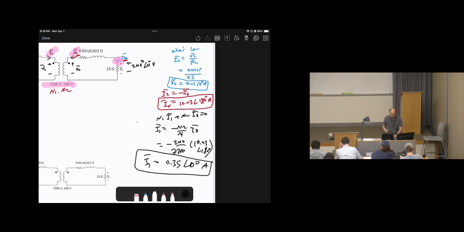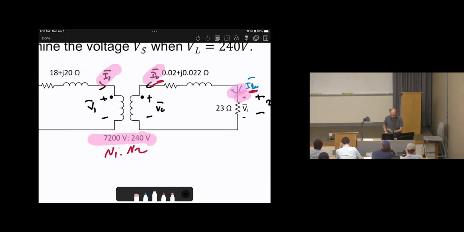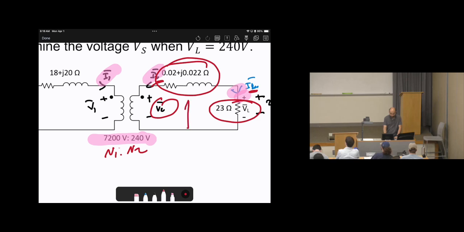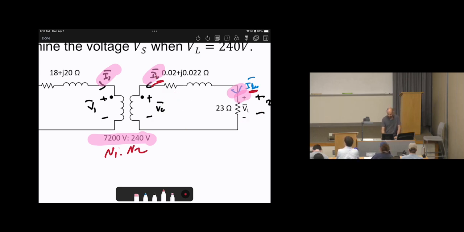Let's try to plan our answer. Before, in the previous example, we said V2 and VL are equal to each other because they are in parallel, right? That's what we used to say. Or we said we can apply KVL. Here, in this example, they are not in parallel because there is this impedance in the middle. This causes the problem. So what should I do? Do KVL. So let's do KVL, this loop.